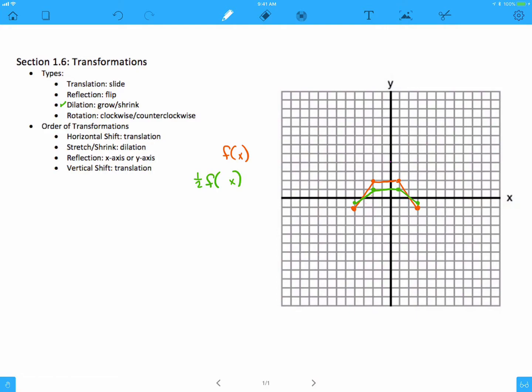We'll move on and let's do reflection now. So let's get rid of all my graphs here.